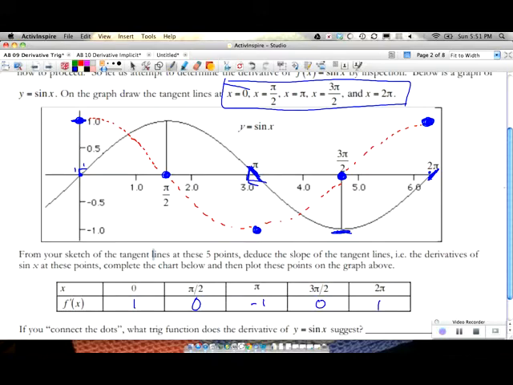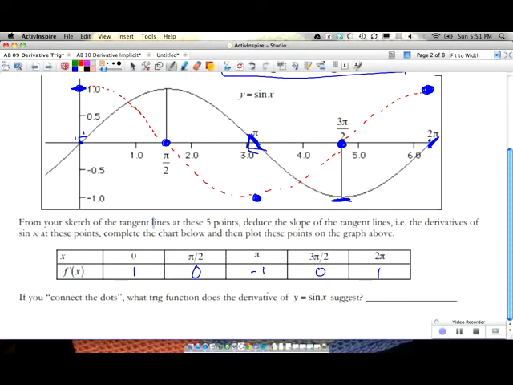And if I were to look at these values, this red dotted line is actually very similar to a known trig function. What's the derivative? If we connect the dots, what trig function does the derivative of this suggest? It suggests that the derivative, d/dx of sine x, is cosine x. And that's very true. That's exactly what it is.